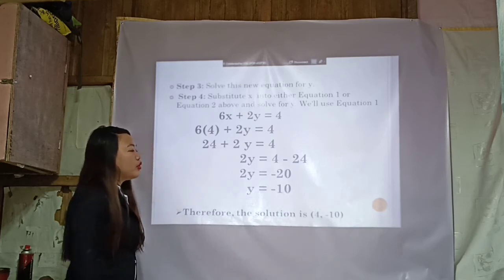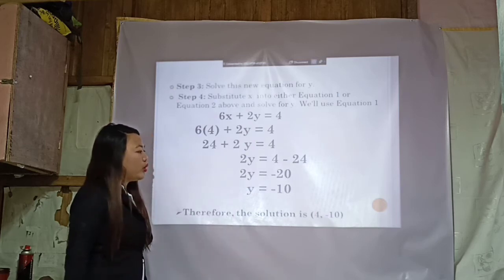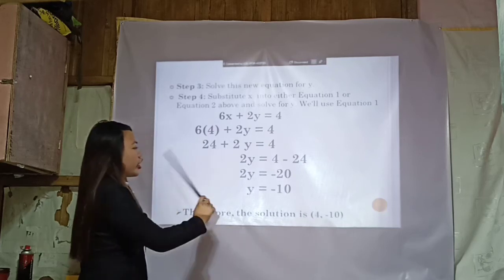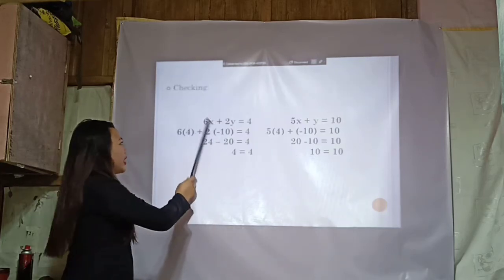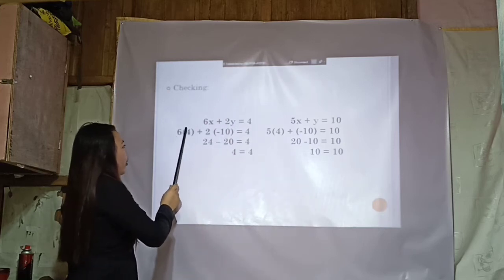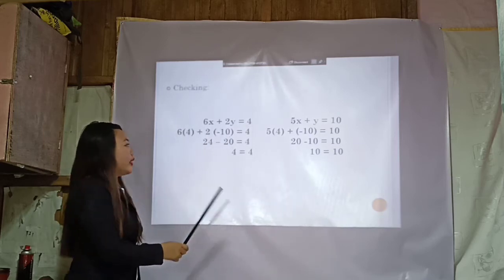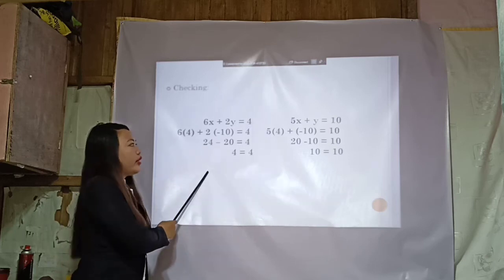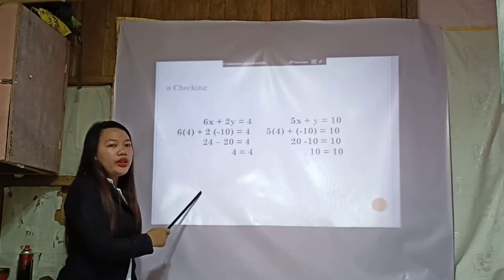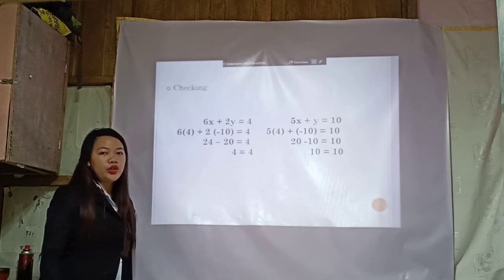So, now let's check if each equation is true by substituting the x and y in each equation. The first equation is 6x plus 2y is equal to 4. The value of x is equal to 4 and the value of y is equal to negative 10. So, 6 times 4 is equal to 24 and 2 times negative 10 is equal to negative 20. So, 24 minus 20 is 4. Therefore, the first equation is true.